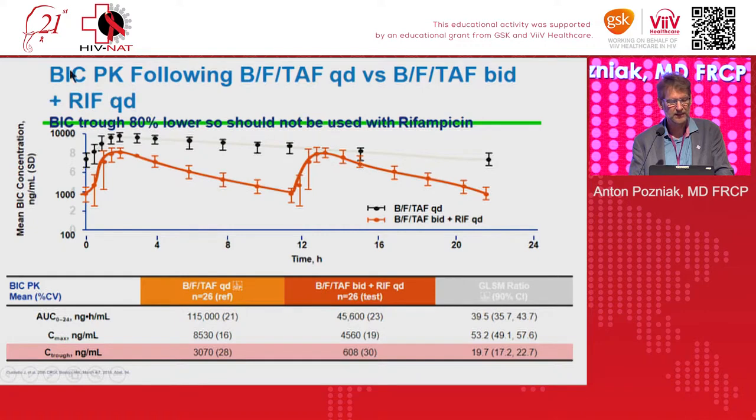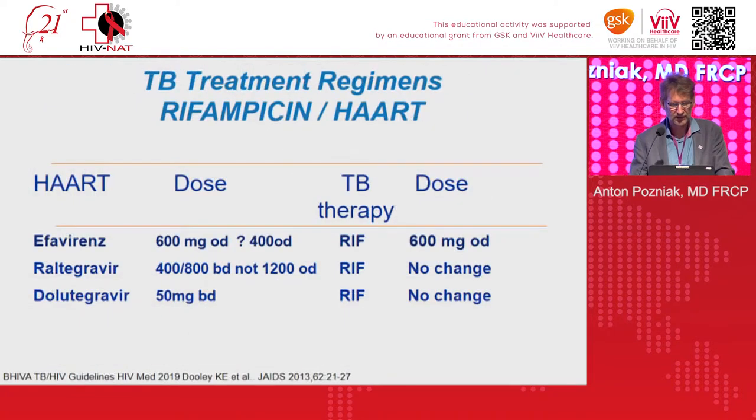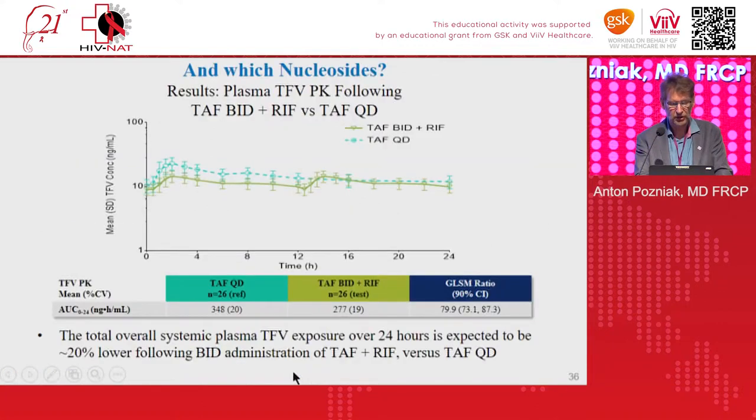The second thing is bictegravir is co-formulated with TAF, and I'm going to talk about how TAF and TB interact in a minute. So we have raltegravir 400 or 800 BD, and we have dolutegravir 50 BD to give. Otherwise, we're giving a Fevrens. So here's this here, 600 milligrams. Can we clinically give 400? Maybe. PK looks good. Raltegravir, here's that, not the 1200, and the dolutegravir. So that's a summary of what I've just showed you.